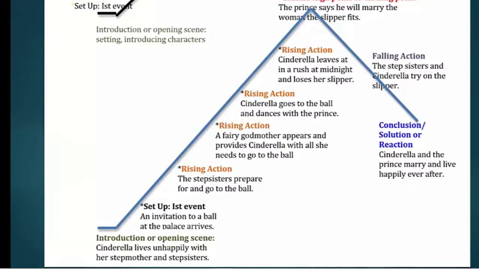Does anybody know what this diagram on the screen is? What do you know about this diagram? Did anybody see this diagram before? Yes, what was it? It's the introduction, then the rising action, and then the climax, and then resolution, and then conclusion. Do you know what we name it?